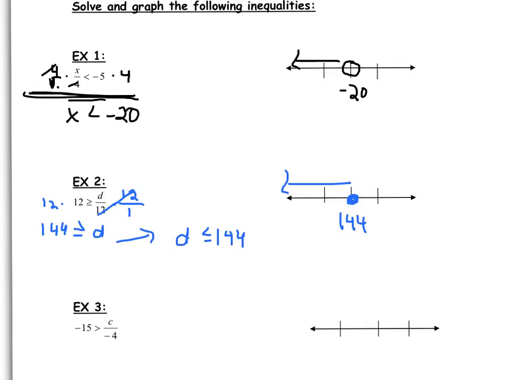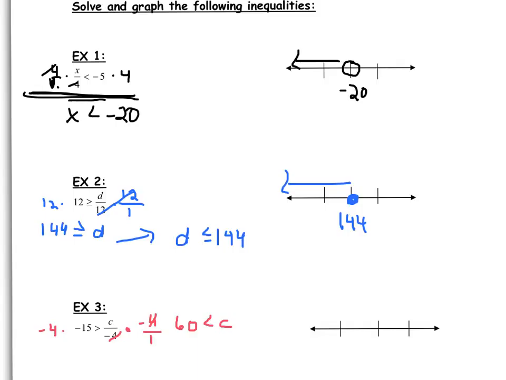Example 3 is a little different because now we're dealing with a negative 4 in the denominator. So write the problem down. Now instead of multiplying by a positive 4, we're going to multiply by a negative 4 over 1, and then multiply the other side by a negative 4. Now, when I multiply or divide by a negative, I have to reverse the inequality. So instead of c less than, we're going to flip-flop it, and then negative times a negative, 4 times 15 is a positive 60. So remember to flip-flop anytime you're multiplying by a negative number.